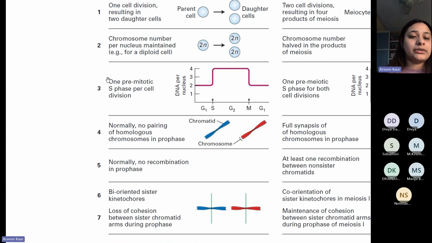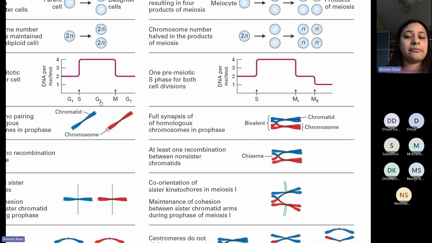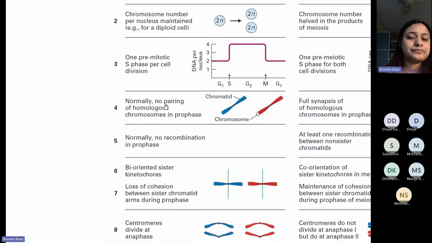Then, during mitosis, there is one pre-mitotic S phase per cycle division, right? So one S phase occurs. After that, one mitosis will occur. Now, in meiosis, also there is only one pre-meiotic S phase. That is why the ploidy is reduced to half, right? Because there is one S phase, but subsequently, there are two cell divisions that are taking place, meiosis 1 and meiosis 2, right?